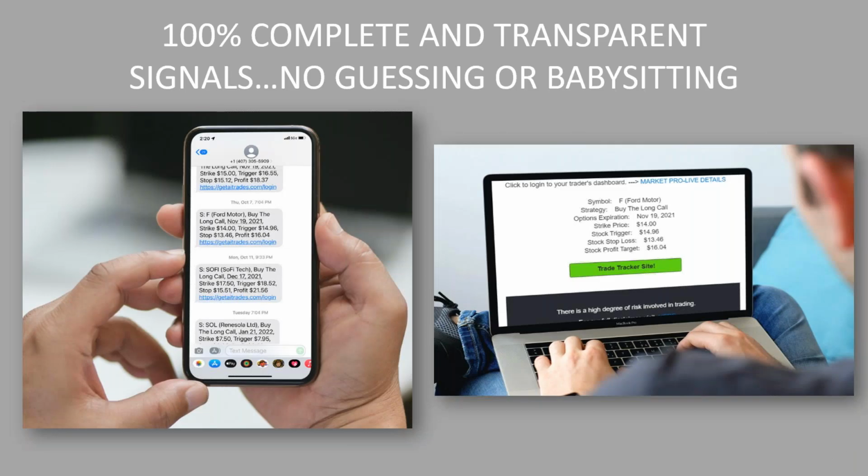This is what the signals look like when they're delivered, right? There's the stock, there's the email on the right. Well, I showed you that before, but this is a trade from Ford. I think this was last year. This is the text message, right? So everything that you see on the email, you see on your phone too. So whatever method you want.